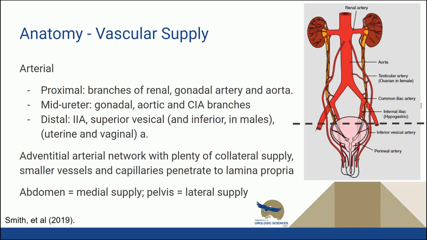supply, in the abdominal ureter, we're usually looking at a medial supply from the various structures we talked about, whereas in the pelvis, it's more so a lateralized supply, and that's why I have this dotted line there to delineate that. And that has implications for ureterolysis, and any work that you do in the abdomen to free up the ureter and to get access, in order to not devascularize it.